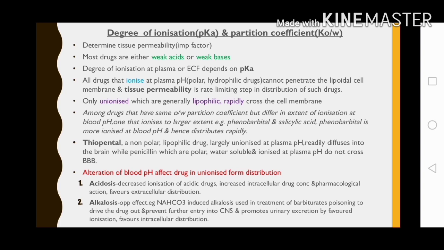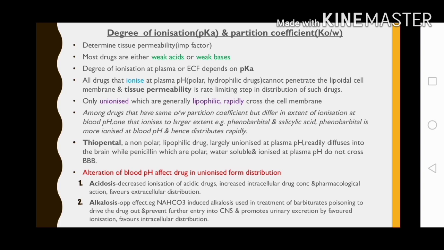All the drugs ionized at plasma pH are hydrophilic or polar drugs, but they cannot penetrate the lipoidal cell membrane, and tissue permeability is the rate limiting step in the distribution of drugs. Only unionized drugs, which are generally lipophilic, rapidly cross the blood membrane. So take a note, ionized drugs cannot penetrate the lipoidal cell membrane, while unionized drugs can penetrate the lipoidal cell membrane.